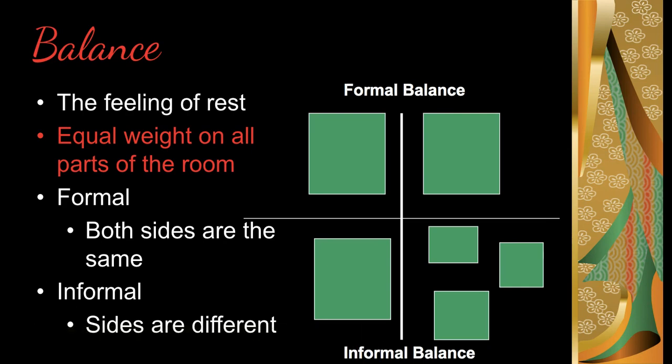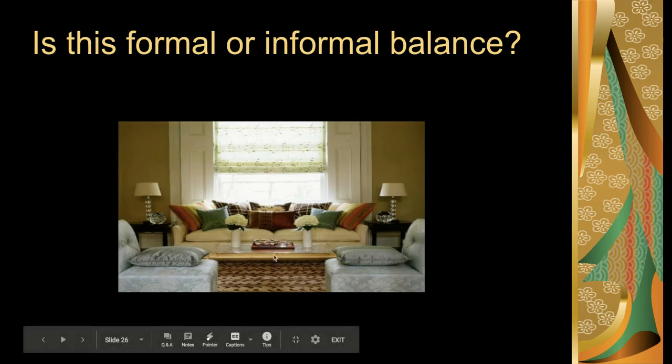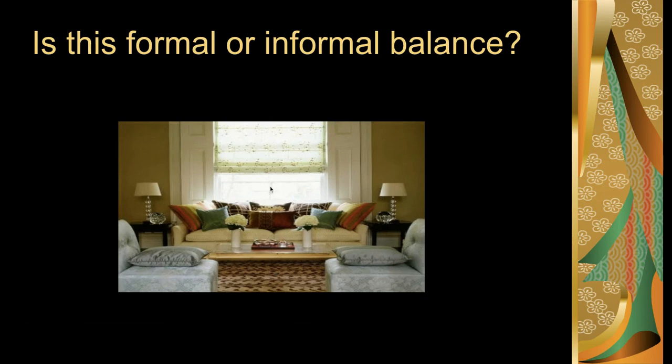Asymmetrical balance. For example, is this room formal or informal? Is it symmetrical or asymmetrical? So all you do is draw a visual line, and I can see that if I draw a line straight up and down in the middle of this room, I could fold it right in half and it would be the exact same. It's a mirror image, which means it's symmetrical or formal balance.